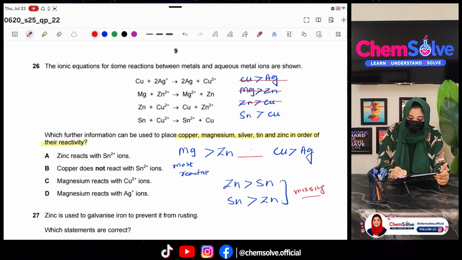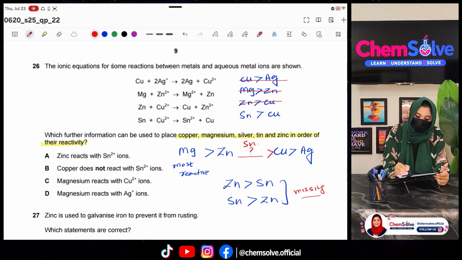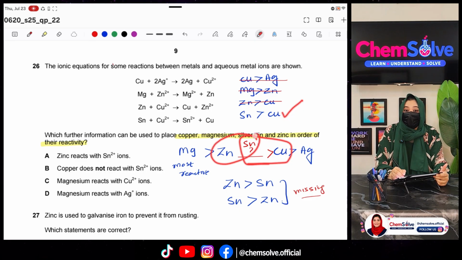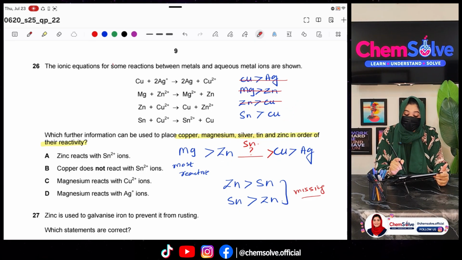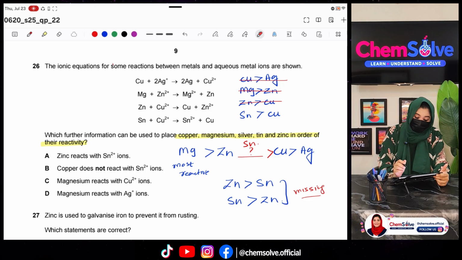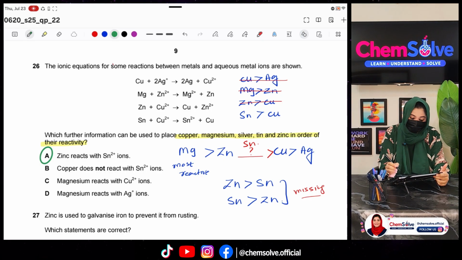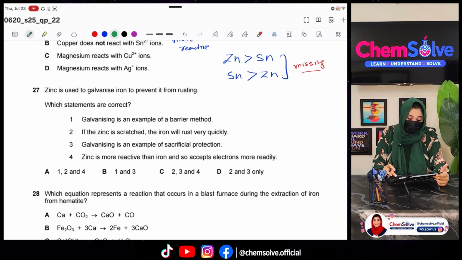So we don't know what to fill over here. If we fill it with tin, then this is already discussed, that tin is more reactive than copper. Okay, this is discussed. But what about zinc being more reactive than tin? We don't have any information regarding that in the given ionic equations. So the equation of zinc reacting with tin should also be here so that we can reach our conclusion. So A is supposed to be the correct option. Move towards question number 27.